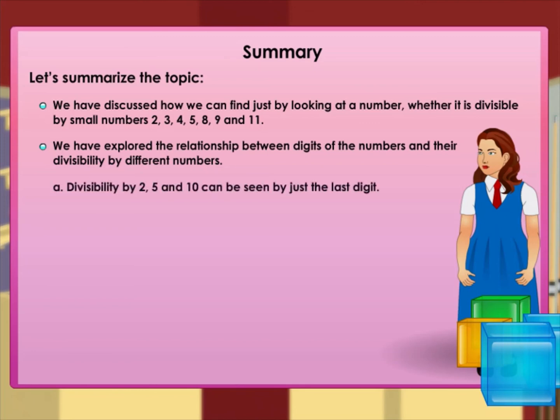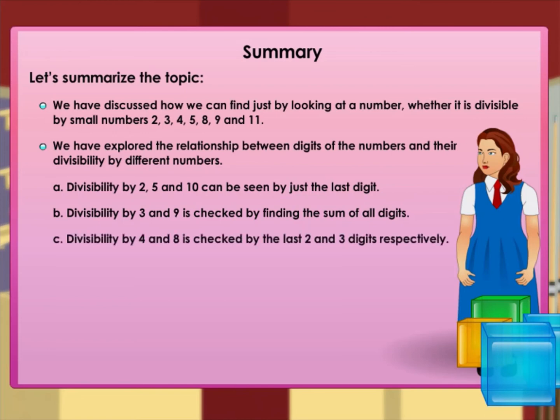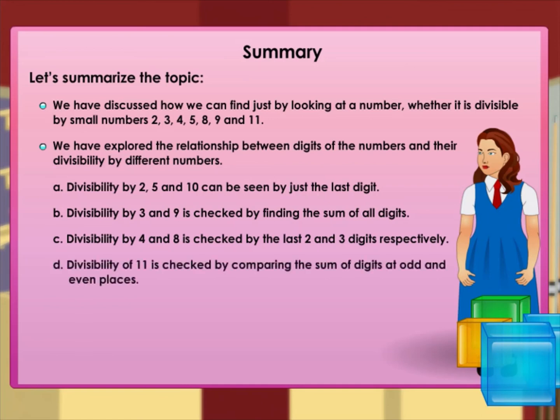Divisibility by 2, 5, and 10 can be seen by just the last digit. Divisibility by 3 and 9 is checked by finding the sum of all digits. Divisibility by 4 and 8 is checked by the last 2 and 3 digits, respectively. Divisibility of 11 is checked by comparing the sum of digits at odd and even places.